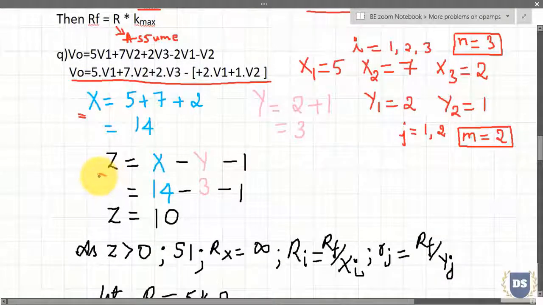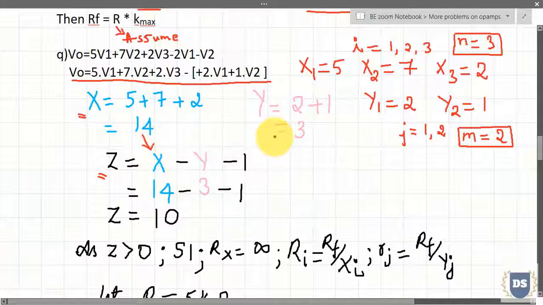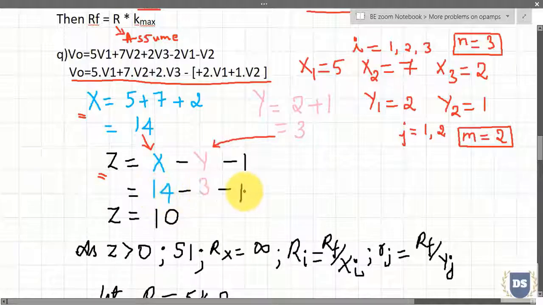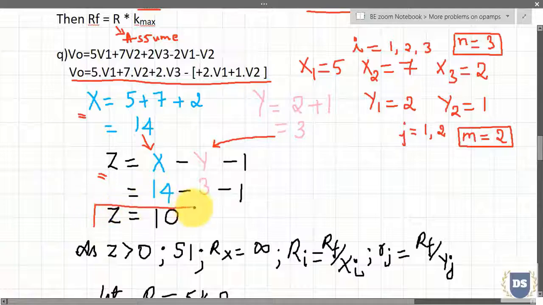So if I were to calculate variable z, I have to add up the value of x. In this case, I got to consider the value of x minus value of y minus 1. That gives me 14 minus 3 minus 1. So the value of z is equal to 10 in this case.